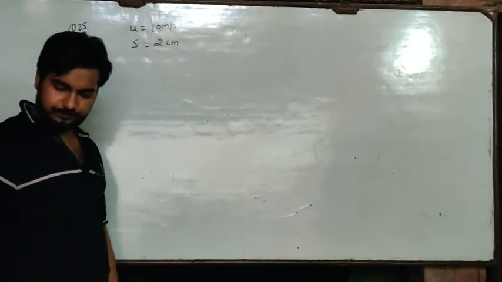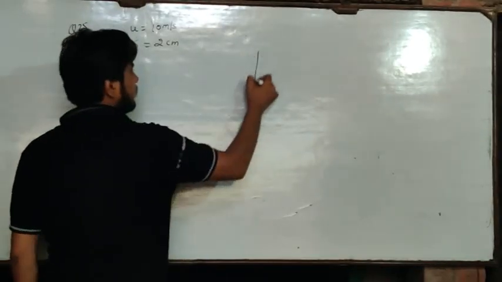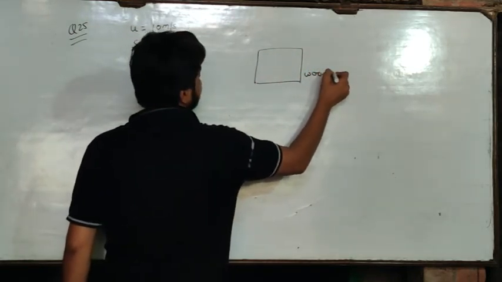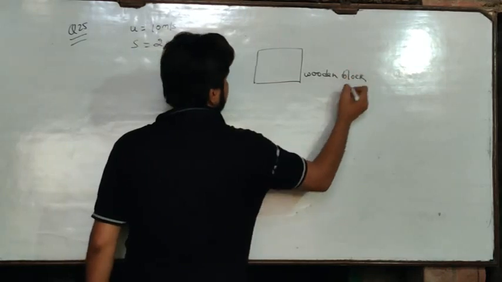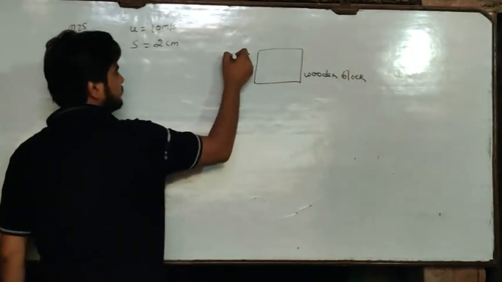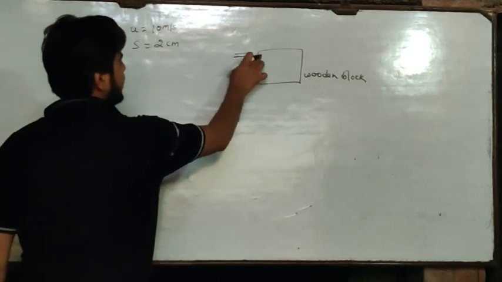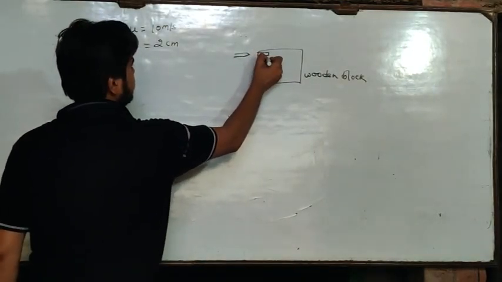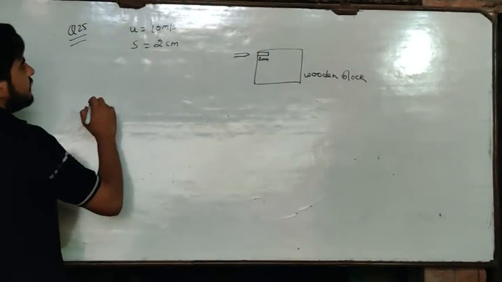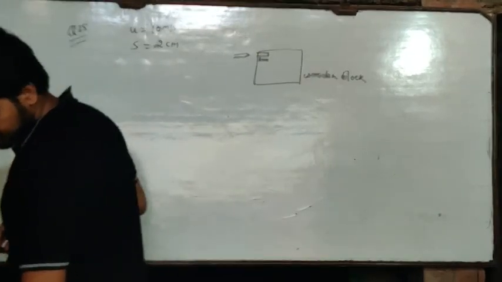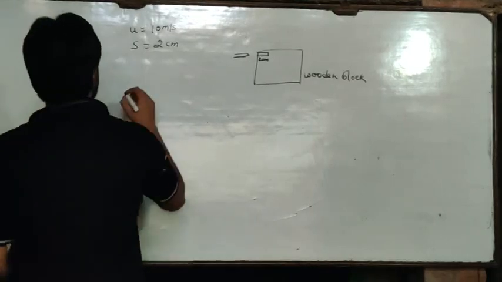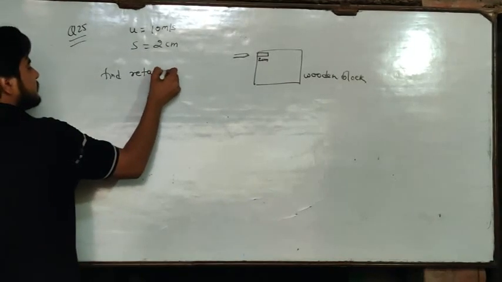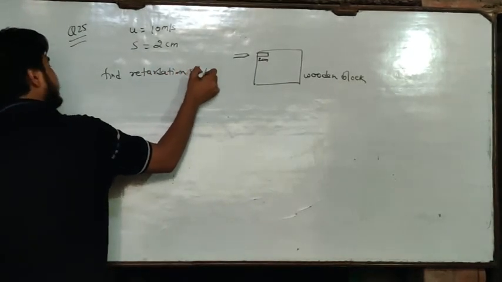Suppose this is our wooden block. This is our bullet that hit and penetrated 2 centimeters. So we have to find the acceleration, the retardation of the bullet.